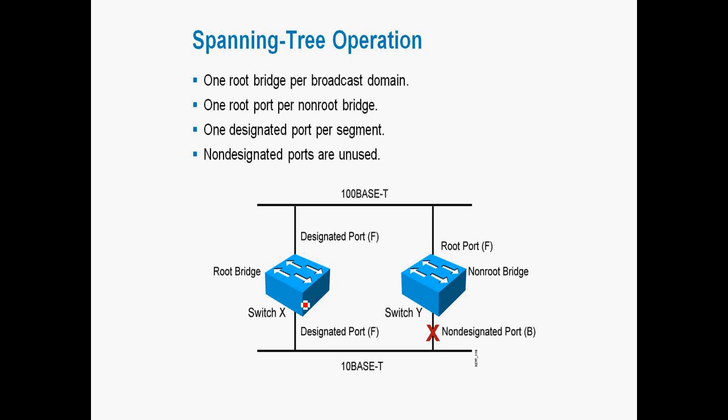For example, switch X and switch Y. Switch X is the root bridge, so both ports are designated ports. If the switch is the root bridge, all connected ports are designated ports. Then switch Y is a non-root bridge, but switch Y is connected to the root bridge, so that port is a root port. If a switch is connected to the root bridge, that port is a root port, and this other one is a non-designated port, so it can be blocking.